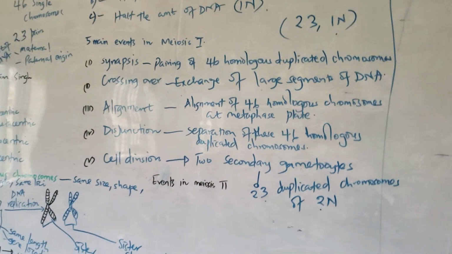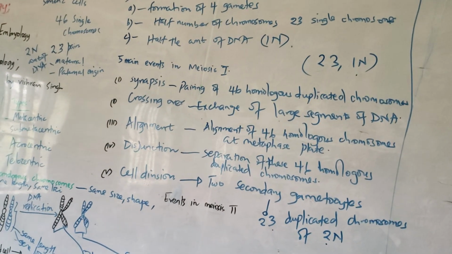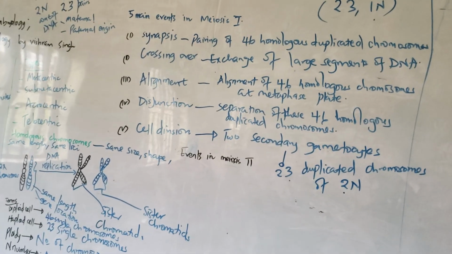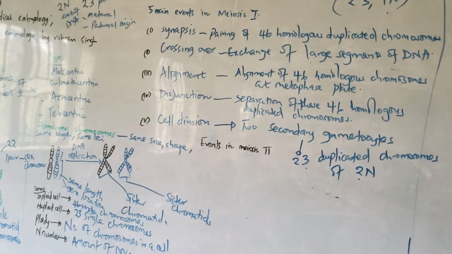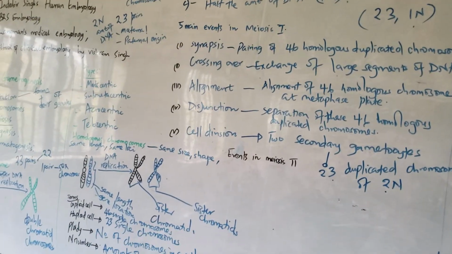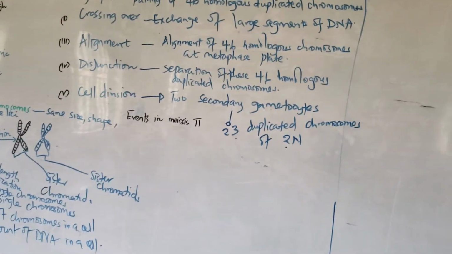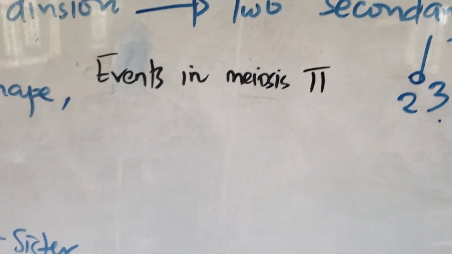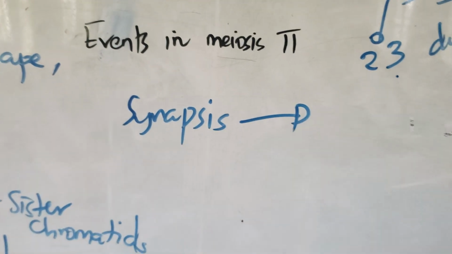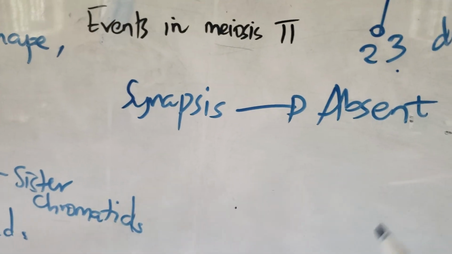We are having synapsis. They are pairing. Then we are having crossover, they are exchanging the genetic material. We have alignment, and then we have disjunction, and then we have cell division. So these steps follow each other, and in case they come in objective questions, you should be able to answer them. So let's go to events that occur in meiosis 2. Let's begin with synapsis. In meiosis 2, synapsis is absent. You should note these for your objective questions.